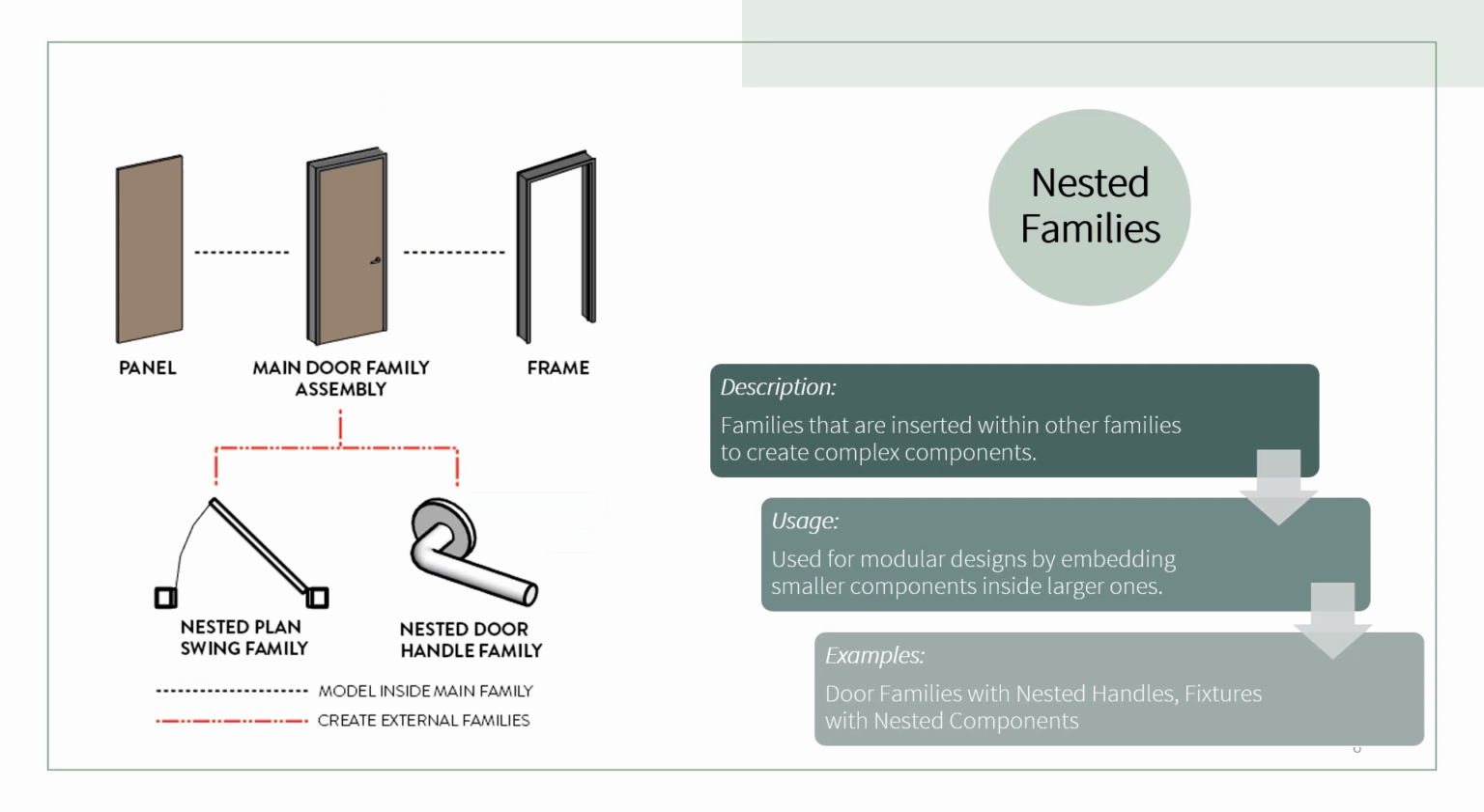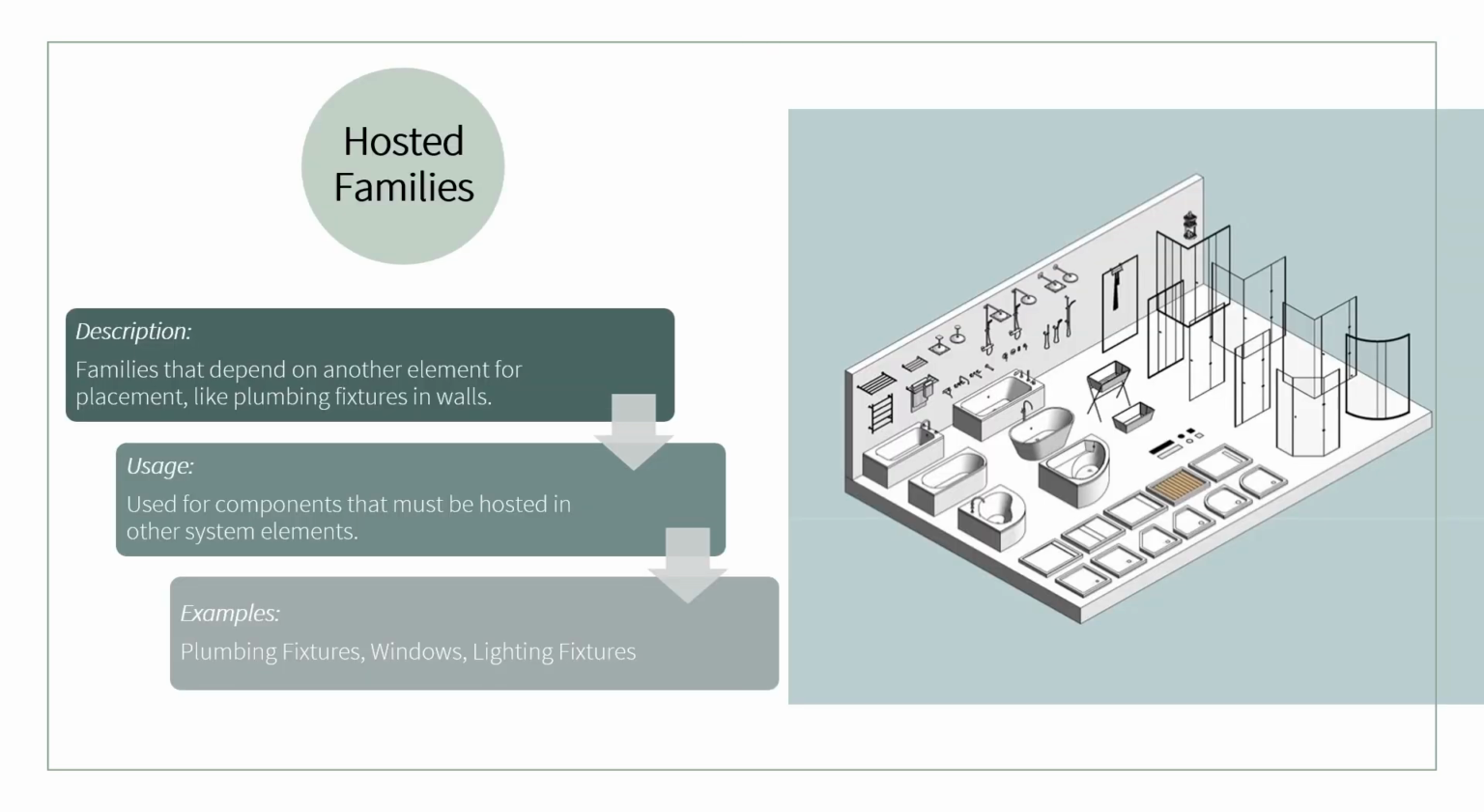Next, we have nested families. These are families inserted within other families to create more complex components. A good example would be a door family that contains a nested handle family. The nested component, like a handle or lock, is treated as a separate family, but it's embedded within the door family to create a complete unit. Nested families are useful for modular designs, allowing you to combine smaller elements into a larger one while maintaining flexibility to modify individual components.